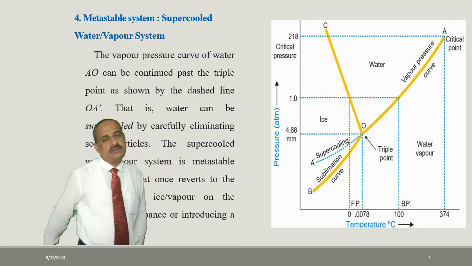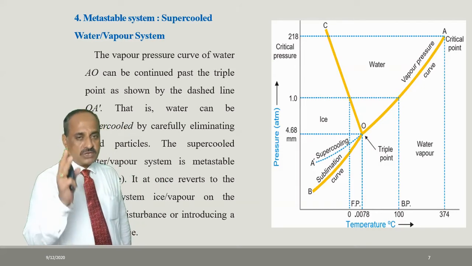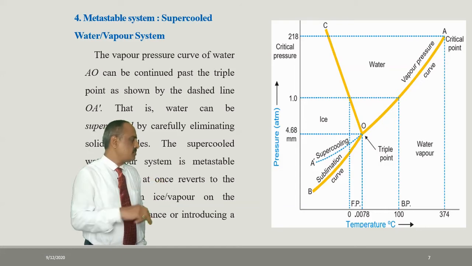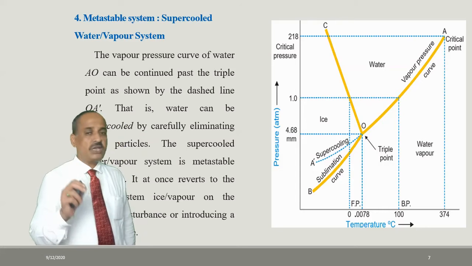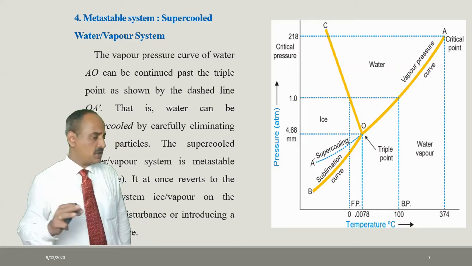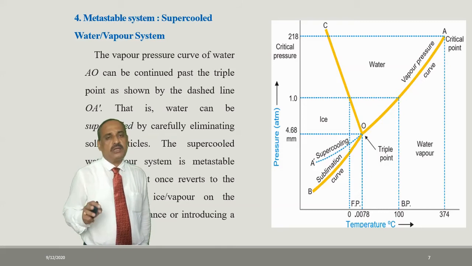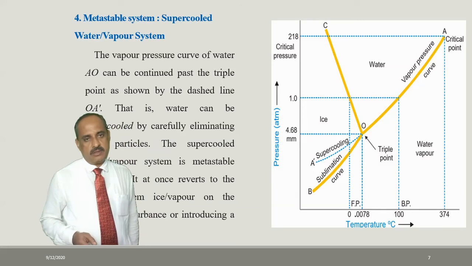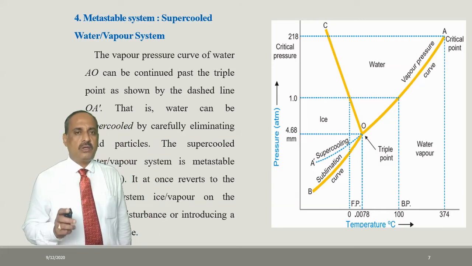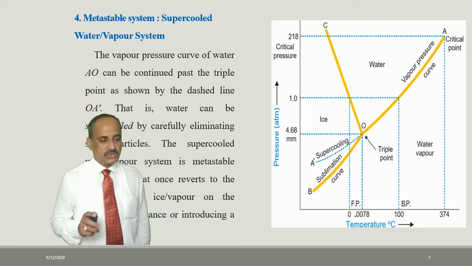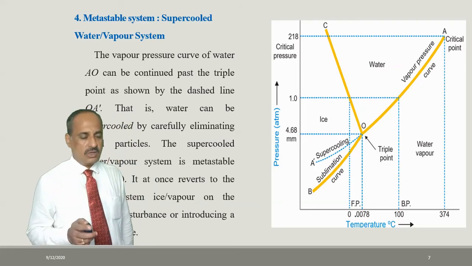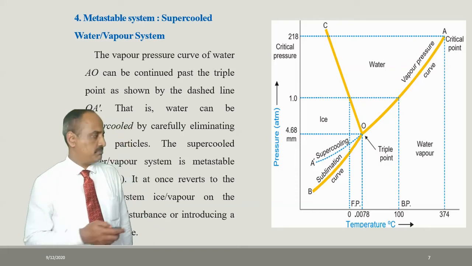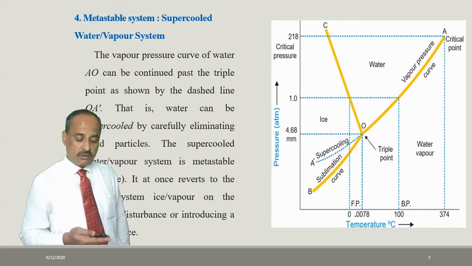the system is unstable, means the system is deviated from stable position and it at once reverts to the stable system ice vapor on the slightest disturbance or introducing a crystal of ice. The system is unstable or it is metastable, and that is known as the supercooled water vapor system. So, this is the complete explanation of the phase diagram of water system. I think you may have understood. It is very simple. If you draw the phase diagram, then you can explain all the points which are involved in the phase diagram.